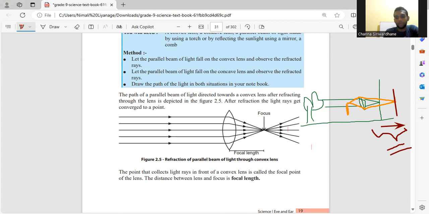Now you have to draw the figure 2.5, reflection of a parallel beam of light through the convex lens. And the next point, after drawing the figure 2.5, you have to write the next point.